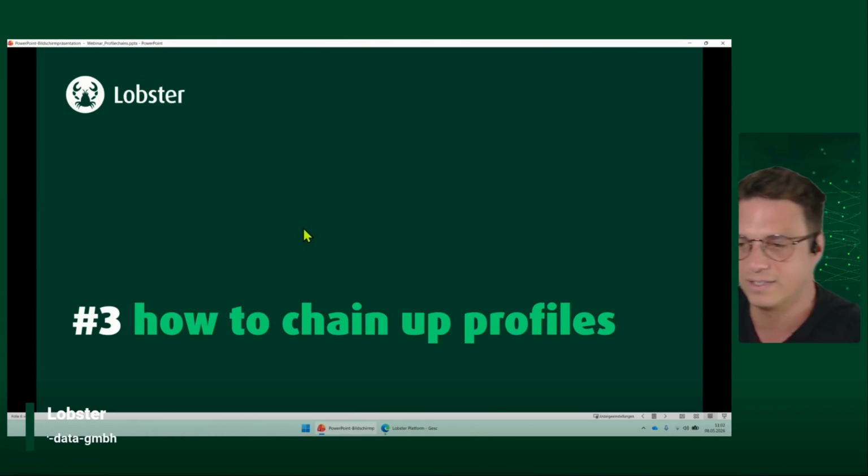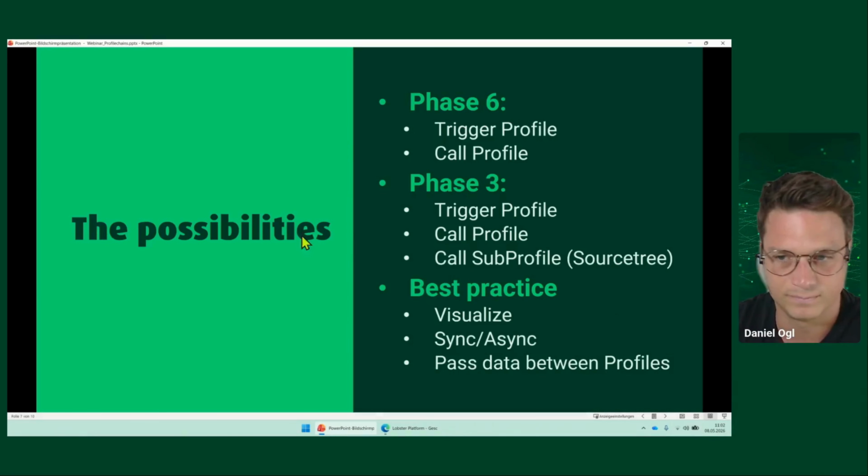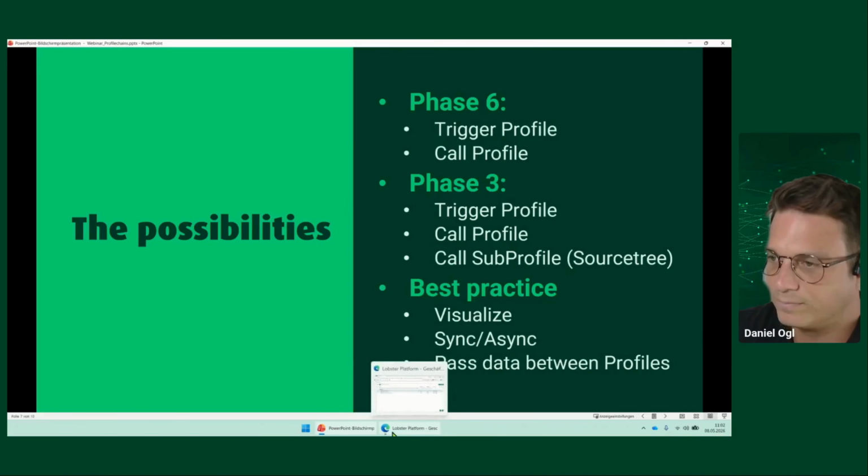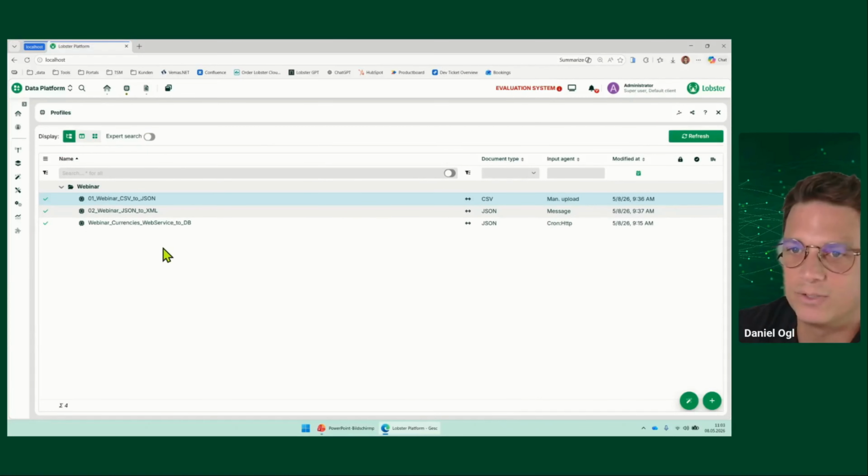How can we do that in the Lobster Data Platform? We have different possibilities. We have, for example, in phase 6, the possibility to trigger profiles, to call profiles, and also the same in phase 3. And let me jump into the platform for you.